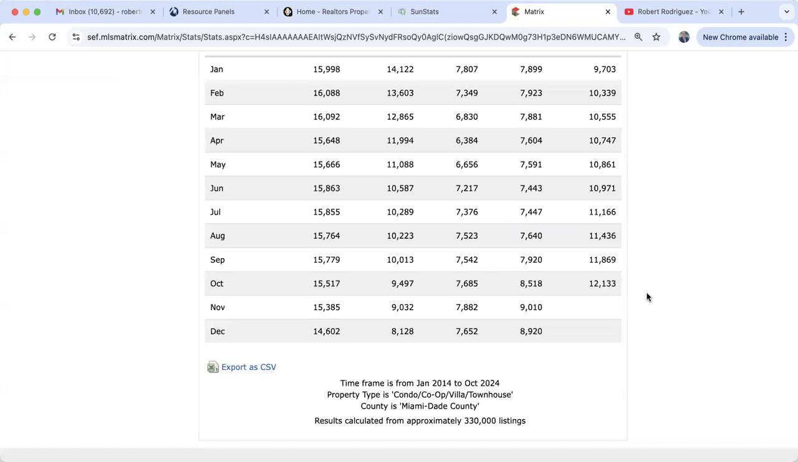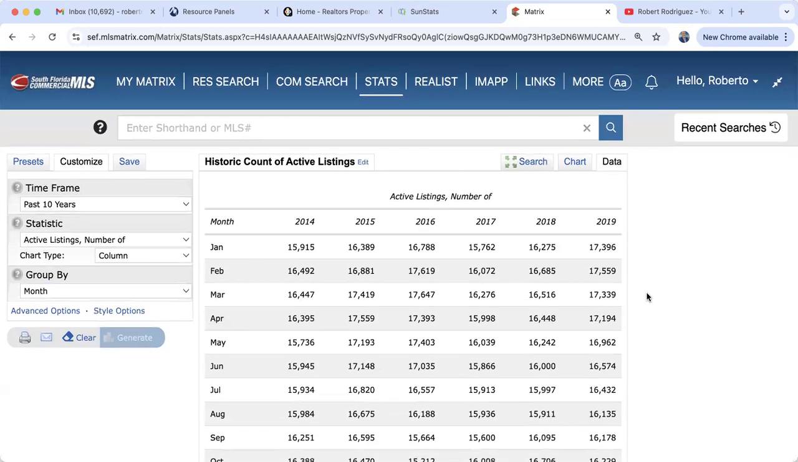So if inventory is increasing and demand is less, then we are looking at a buyer's market situation. Who does that give advantage to, guys, in a buyer's market? It gives advantage to the buyer, right? The buyer can possibly buy a property for less than the market value. Okay. So that's how you will look at active listings inside of the stats section.